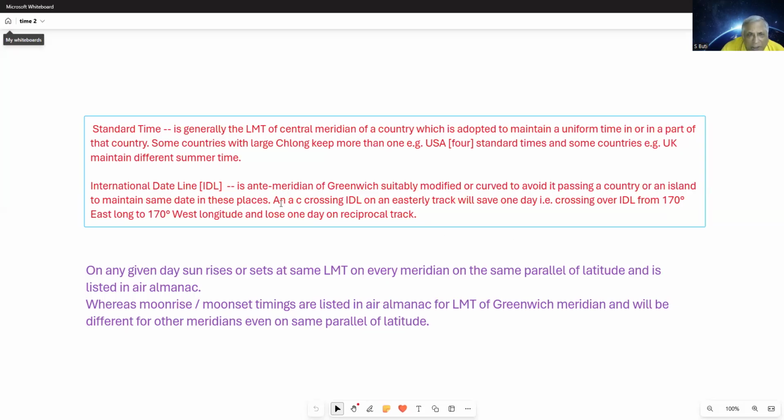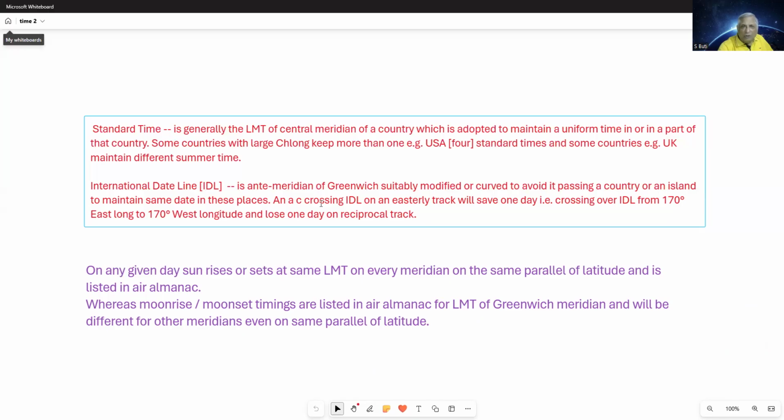The International Date Line is the anti-meridian of the Greenwich meridian, suitably modified or curved so that it does not pass through any country or an island. On either side of the International Date Line, the local date is different.